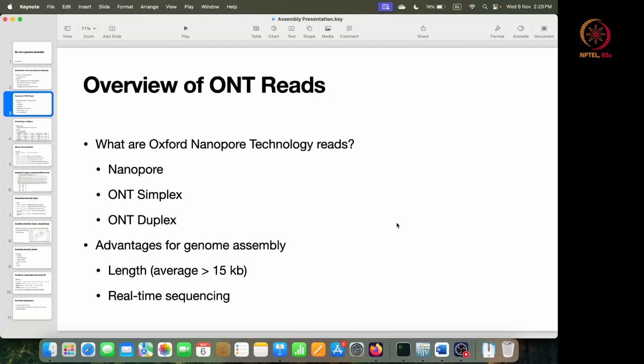We will be looking at ONT reads, that is to say Oxford Nanopore technology reads. This is a type of third generation sequencing instrument, and we will be looking at ONT duplex reads. Now, what are Oxford Nanopore technology reads?